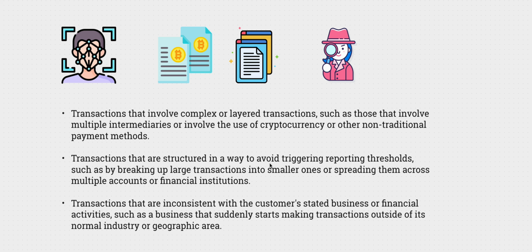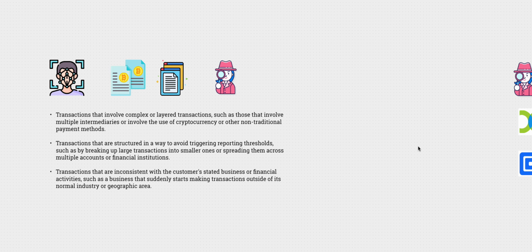Then there are transactions triggered in such ways as to avoid reporting thresholds. Like I said, you break the transaction up, layer it, structure it in such a way, doing many-to-one or one-to-many across multiple financial institutions or blockchains. You need a complete story, and that correlated view can only be provided by these tools. And again, transactions that are inconsistent with the customer's stated business or financial activities, where they suddenly start making transactions outside their normal industry or geographic area, need to be highlighted. So KYT is super important.